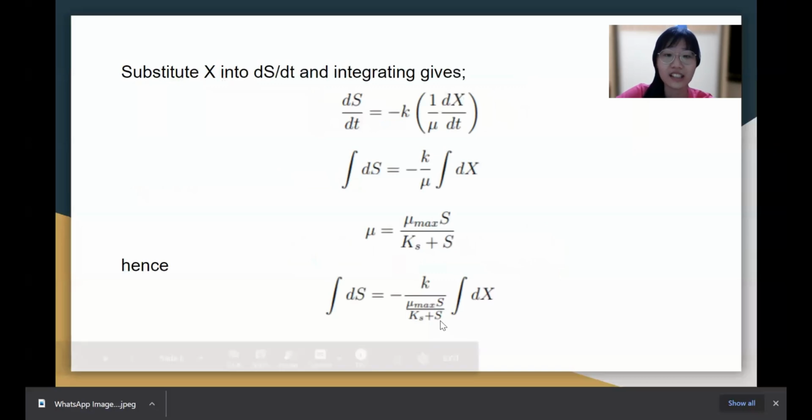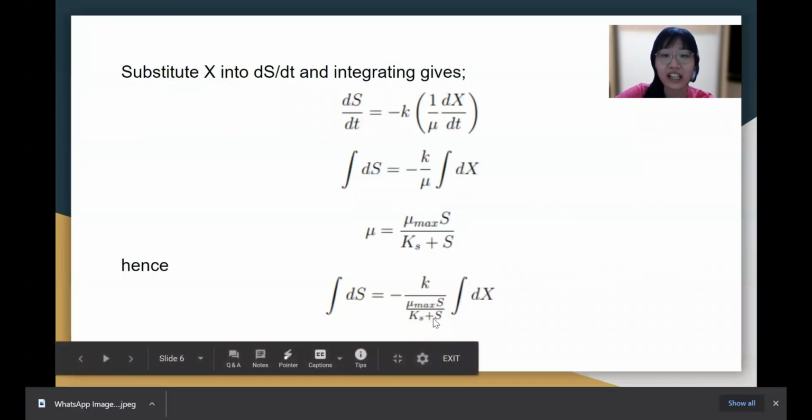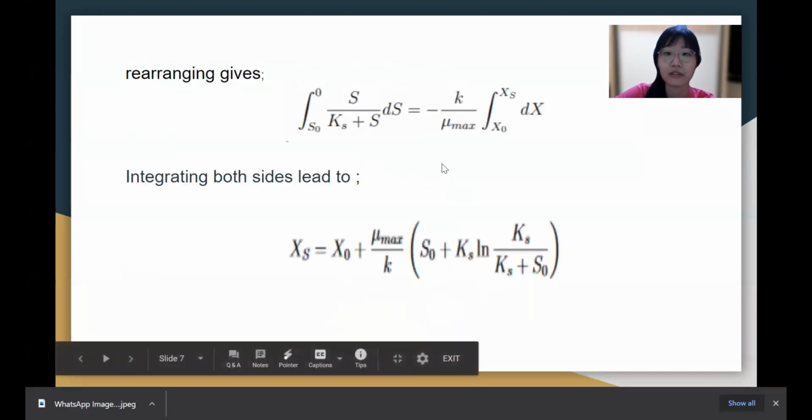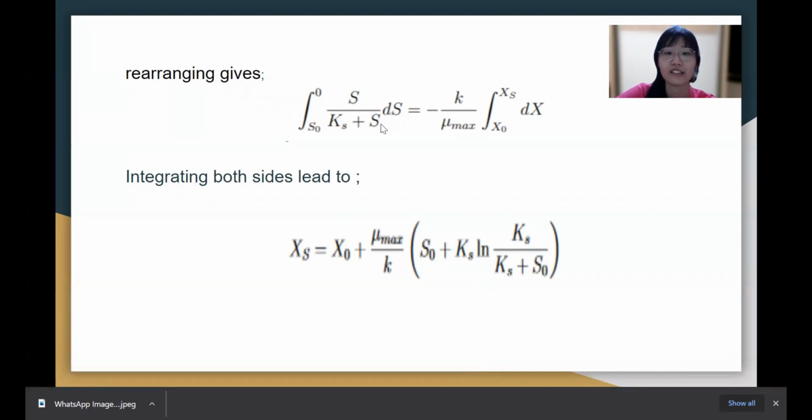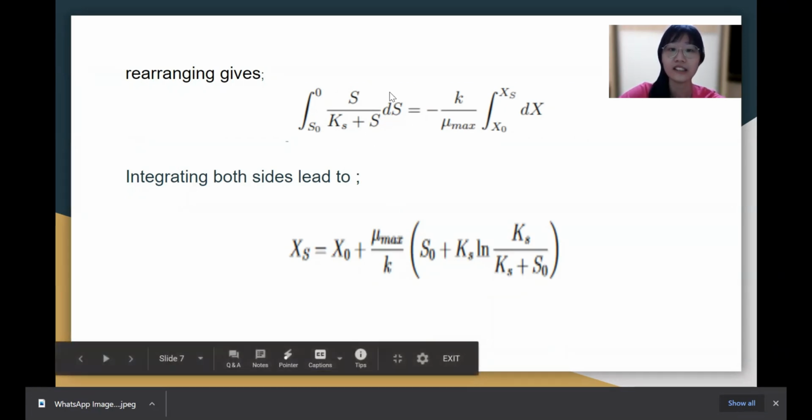So how do we rearrange this? Go back to the previous slide. We just move the S over Ks plus S. We cross multiply, but we keep the mu max here. So it will be negative k over mu max, integral of dX. And here it will become S over Ks plus S, because from just now, we cross multiplied over here. Later we integrate both sides, which leads to, okay, when you integrate this, it will be this, and if you integrate this, it will be like in the bracket.